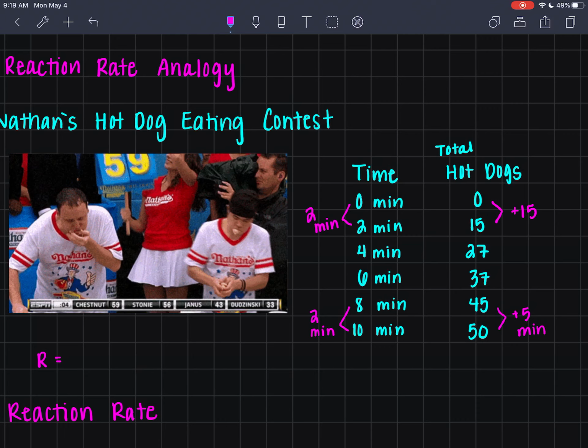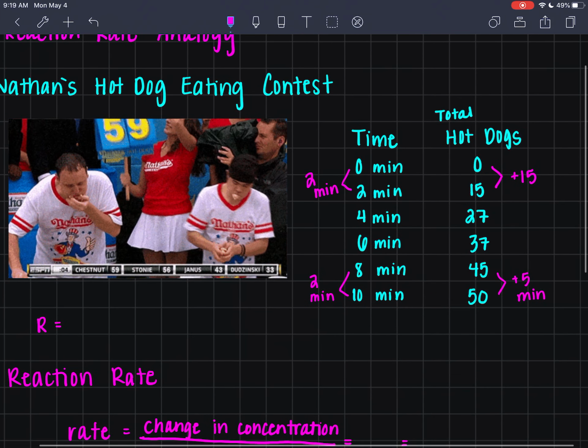Now, if I want to describe the rate at which this person is eating hot dogs, it wasn't the blue values that I used. It was really the pink values that I used to talk about the rate at which this person was eating hot dogs. My pink values, oh, geez, I don't know why I put minutes right here.